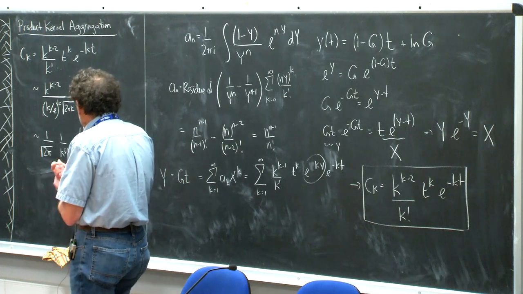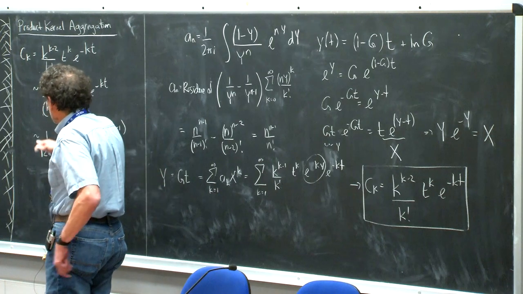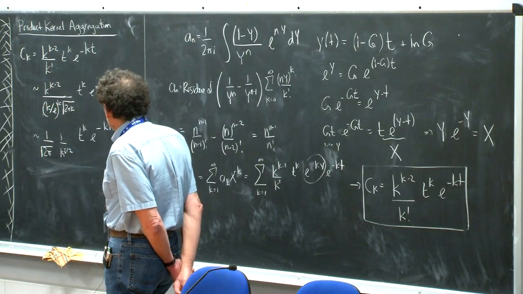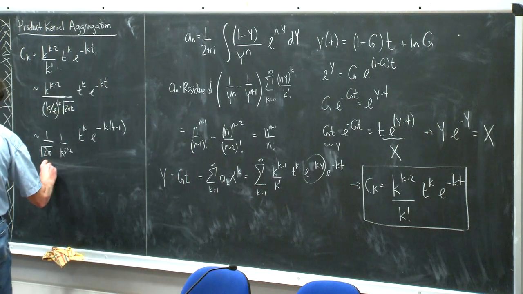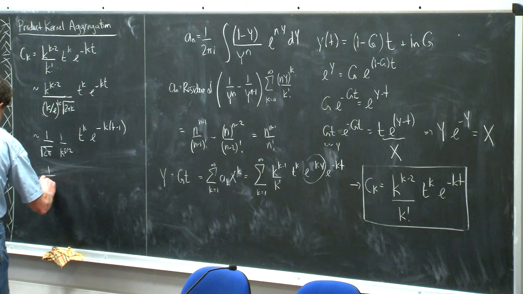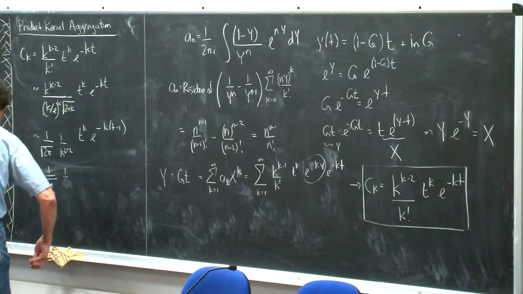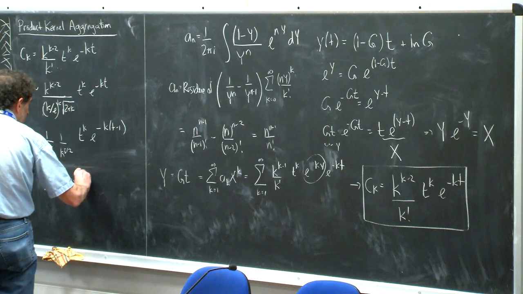Now what we need to do is ask, this is the large k form of the distribution, how does this vary as a function of time? So we want to look at what's happening as a function of time. Let me do one more step here: 1 over the square root of 2 pi, 1 over k to the 5 halves, and then I have e to the minus.